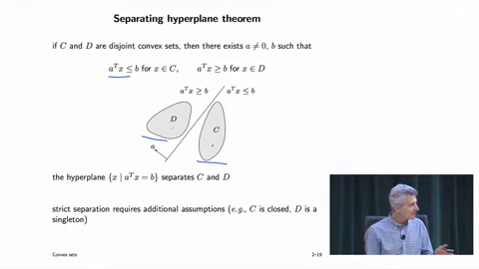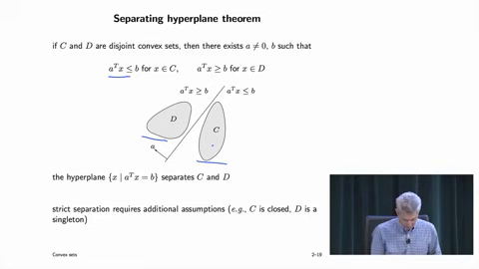By the way, we'll talk about these things later in the course. But this is the idea. And I think last time it was kind of clear how this would fail if C and D were not convex, right? You would have disjoint, non-convex sets that cannot be separated by a hyperplane.